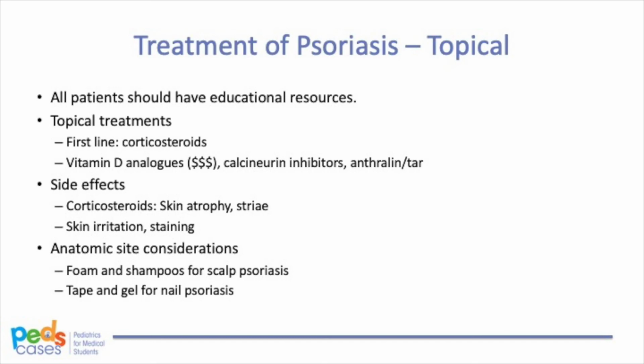Vitamin D analogs are another first-line therapy, but can be more costly, which may complicate medication compliance. Calcineurin inhibitors, including tacrolimus and pimecrolimus, are another option for the face and intertriginous areas. Finally, tar and anthralin preparations can be used in cases of thicker plaques.